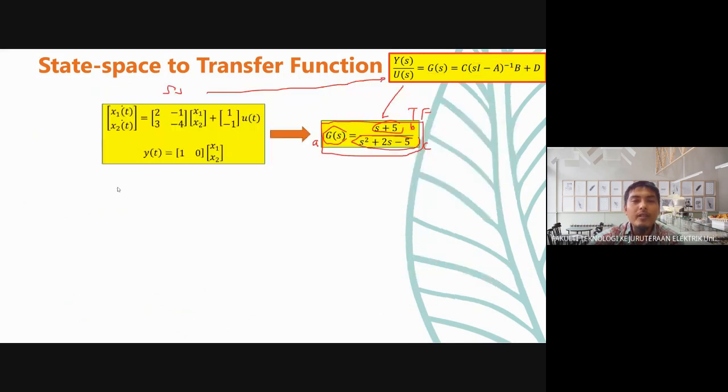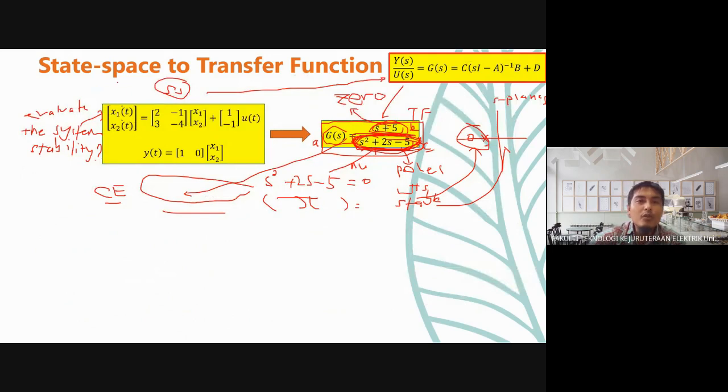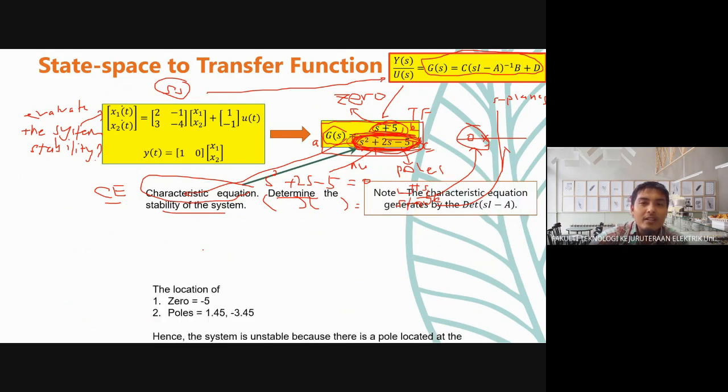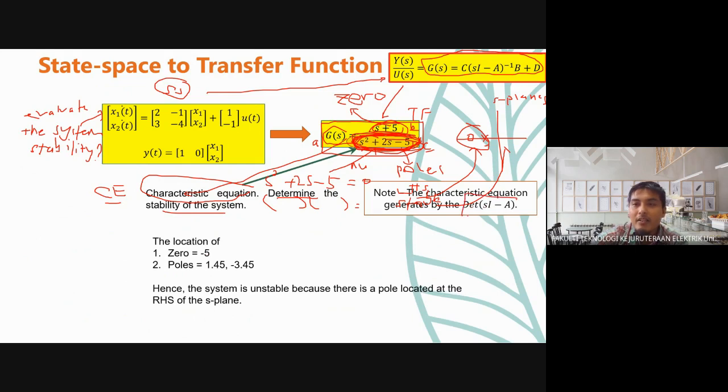So, according to this question, you do not need to calculate everything to tell the system stability. You just need to calculate the determinant of sI minus A, and based on it you know that one pole is at 1.45 and the other pole is at negative 3.5. Hence, the system is unstable because there is a pole located on the right hand side of the s plane. You just need to calculate the determinant of sI minus A. That's all, if the question is something like this.